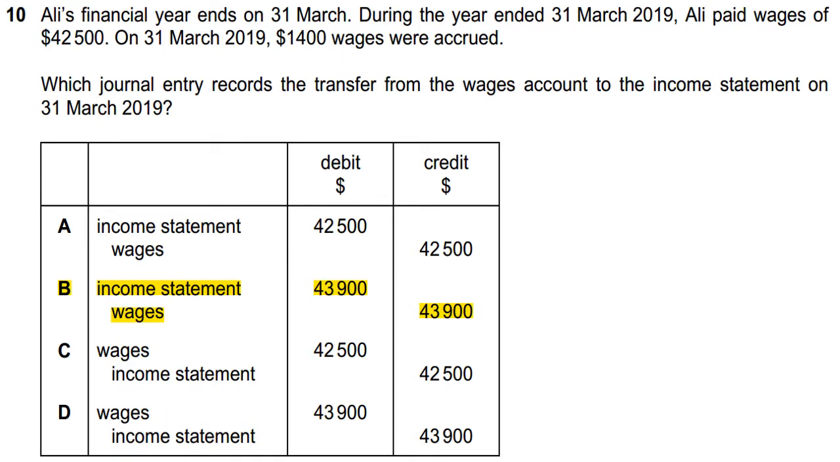And number 10: Ali's financial year ends 31st March. During the year ended 31st March 2019, Ali paid wages of $42,500, and on 31st March 2019, $1,400 of wages were accrued. Which entry records the transfer from the wages account to the income statement on 31st March 2019? And the B option is correct.